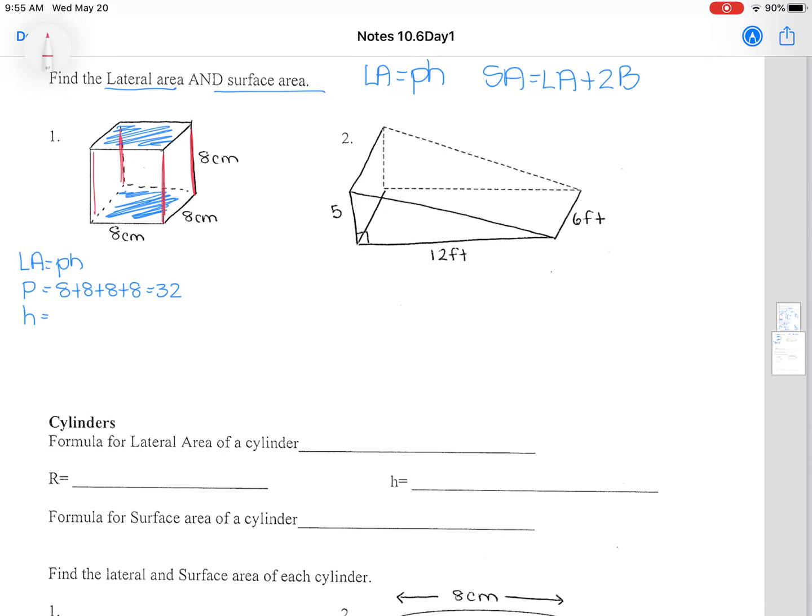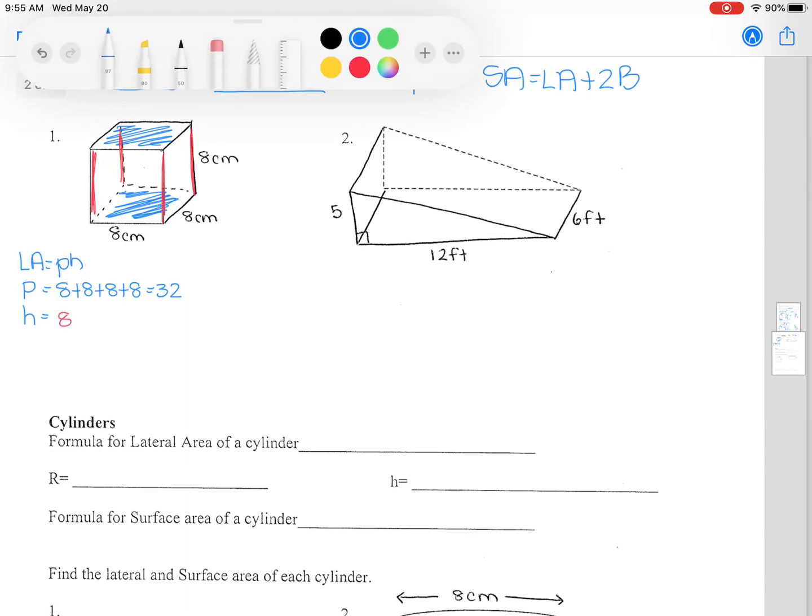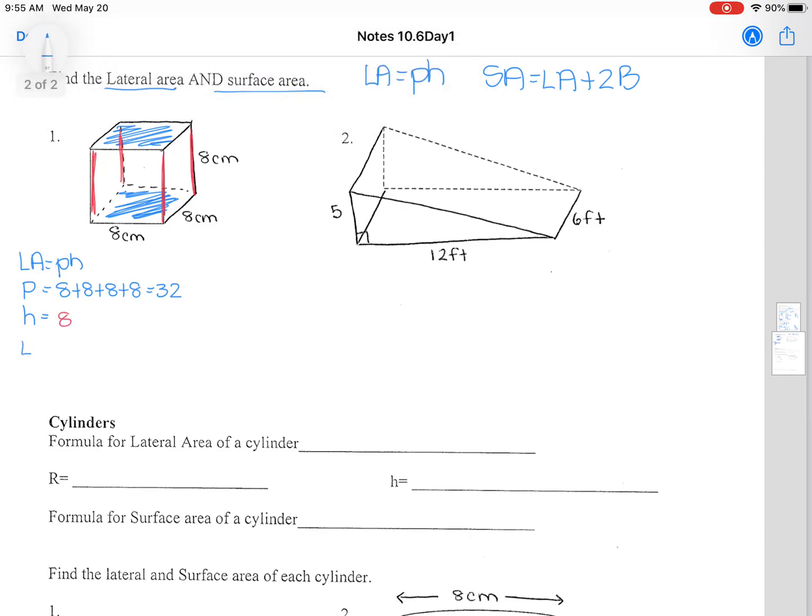The height, remember, connects the two bases together. So there are 4 of them, but it doesn't matter. They're all 8. And now we go back to lateral area. So lateral area is the 32 times 8, which gets us the 256. And this is centimeters, so just don't write units squared for everything. Make sure you're using the proper ones.